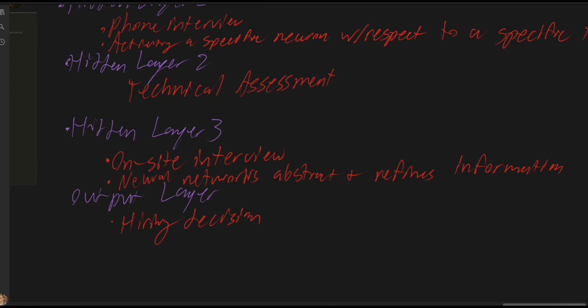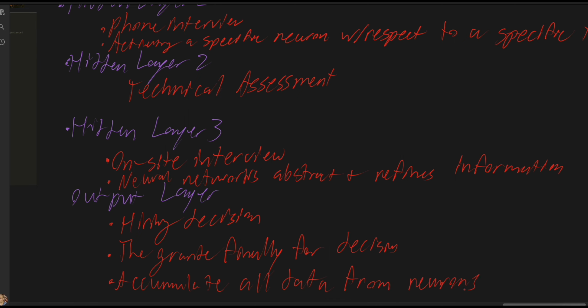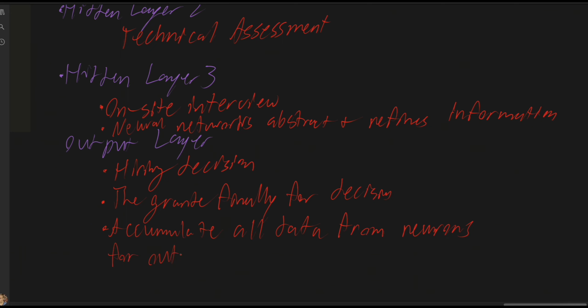And finally, for the output layer, which would be considered the hiring process and hiring decision, the final stage, considered the output layer, is when the company decides which candidate or candidates are extended an offer. The neurons in this layer integrate all the information processed from previous layers, the results from the interview assessment and initial resume screening, to activate a hiring decision. So the grand finale for decision: accumulate all the data from neurons for output and minimize the loss function.